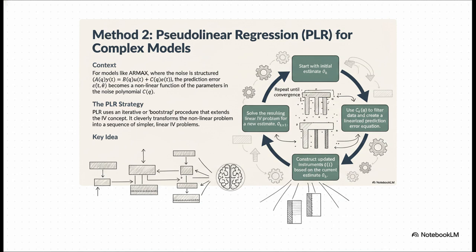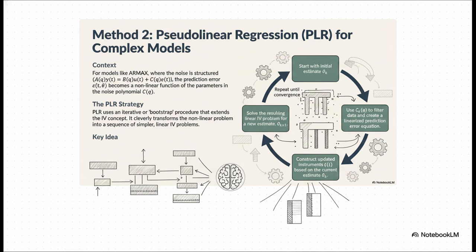Now, for more complex models like ARMX models, where the noise itself has its own structure, we need an even more advanced tool. This is where pseudo-linear regression, or PLR, comes into play. You can think of it as an iterative, next-level version of the IV concept. It's this clever bootstrap procedure that turns a complex, non-linear problem into a sequence of simpler, linear IV problems.